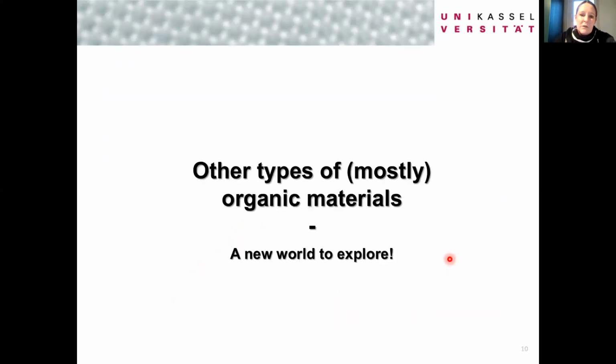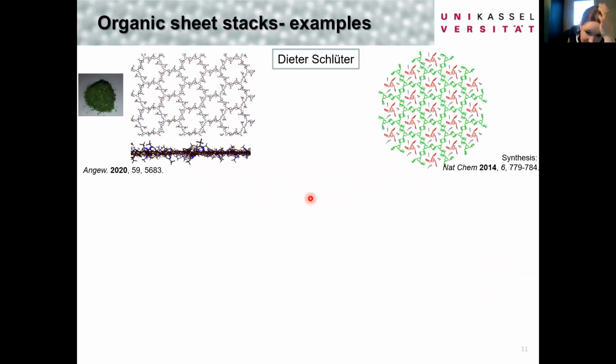Okay, so this is what we've learned from all these materials that are reasonably well known. What happens when we move to other materials? To these organic sheet stacks that I promised you. I will show you some examples. I call them organic because they mostly contain carbon. They do contain some other atoms as well, nitrogen, oxygen, or even metal centers. But still, I call them organic sheet stacks. I hope chemists can forgive me for that.